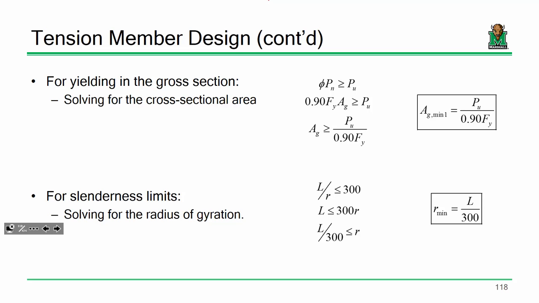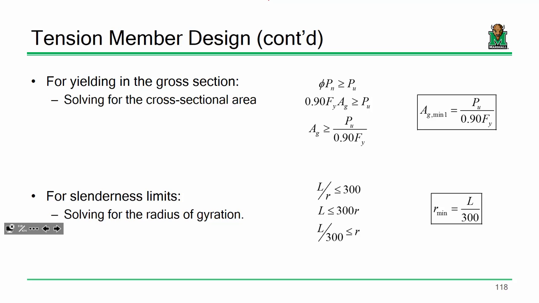Now let's look at slenderness. Okay, slenderness is simple. L over R has to be less than or equal to 300. So just solve for R. If we're talking about a truss or a bracing system in a building, we know we're selecting a member right here in that given bracing system.